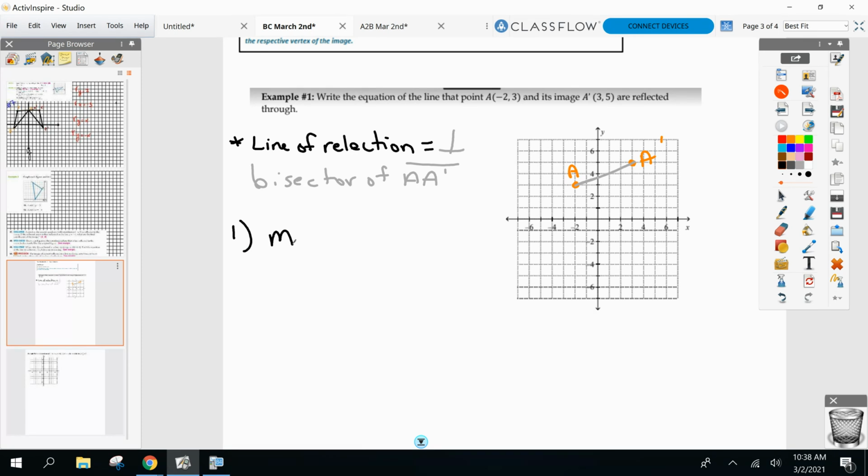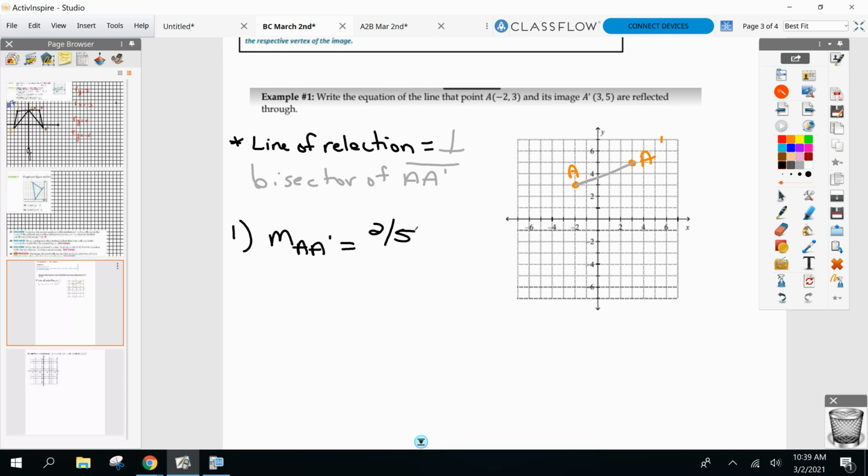First, let's find the slope of AA prime. We're taking care of the perpendicular part right now. What is the slope of AA prime? Rise over run. Can you use y2 minus y1 over x2 minus x1? You can plug in the points, but I just graphed this, so can we just go rise over run? Up and over how many? Audrey, what'd you get? 2 over 5. So the slope of AA prime is 2 over 5.